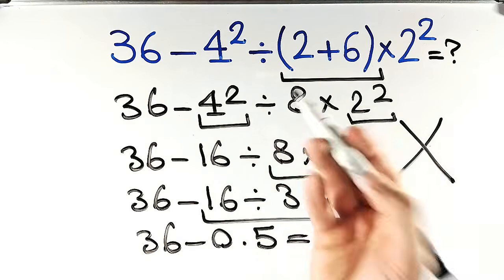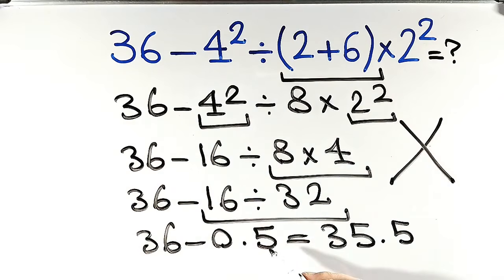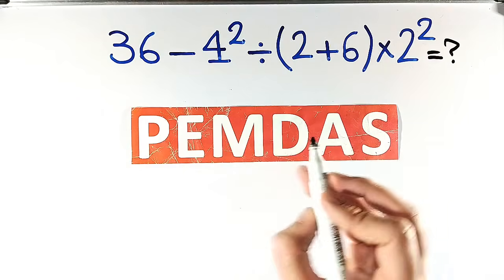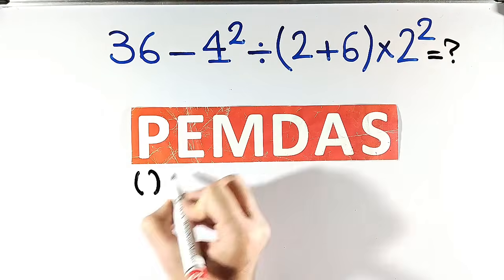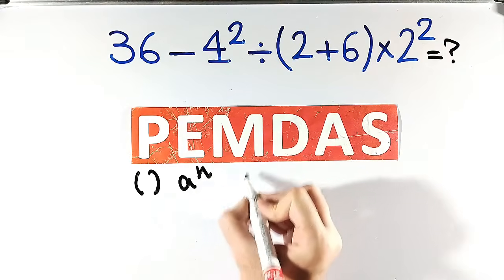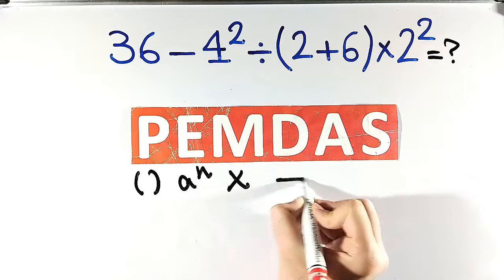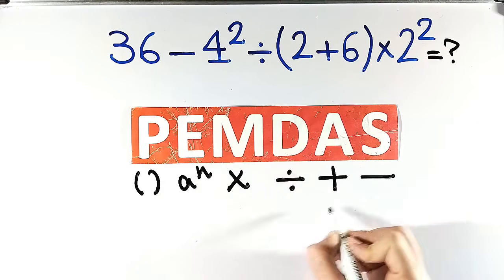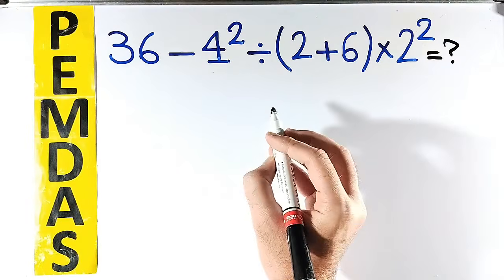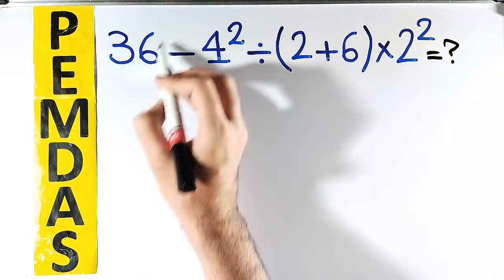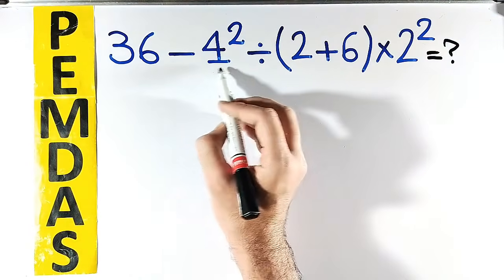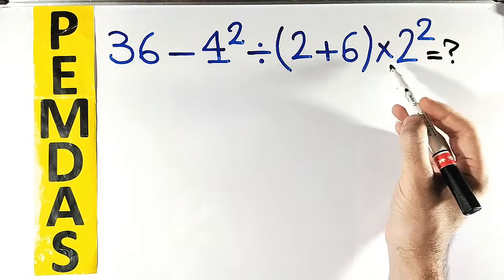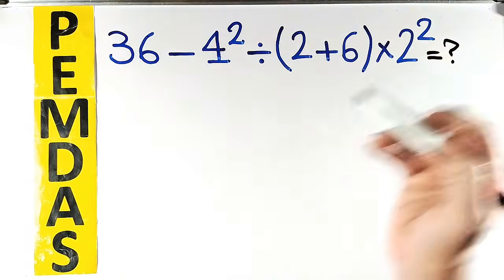Alright, now let me show you how to solve this expression properly. To solve this question, we must follow a rule that is called PEMDAS. In this rule, P stands for parentheses, E stands for exponent, M stands for multiplication, D stands for division, A stands for addition, and S stands for subtraction. As you can see on the screen, in this expression, first we have a subtraction sign, followed by an exponent, then a division sign. After that, we have parentheses, then a multiplication, and finally another exponent.